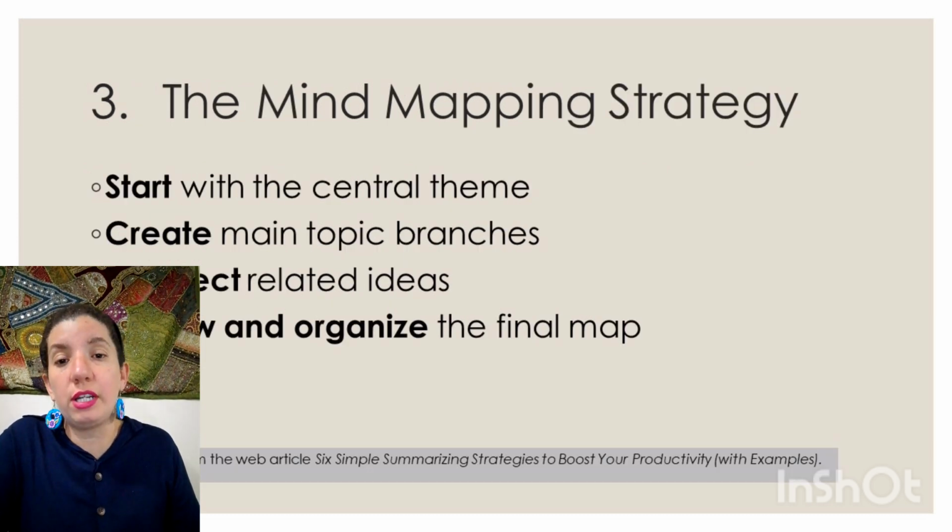Now, for the third strategy, we have the mind mapping strategy. In this case, we basically need to create a mind map so we can graphically see all the important points of the text we want to summarize. We start with the central theme, then we create main topic branches, then we connect the related ideas to these branches, then we review and organize the final map.